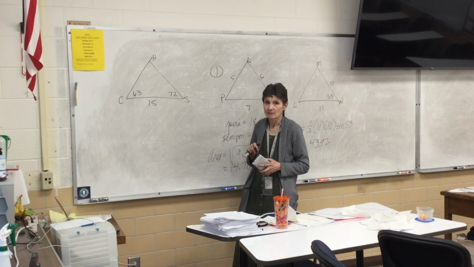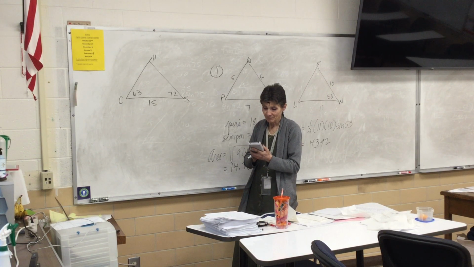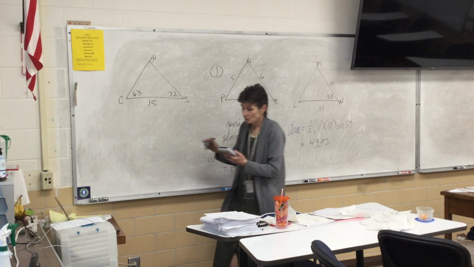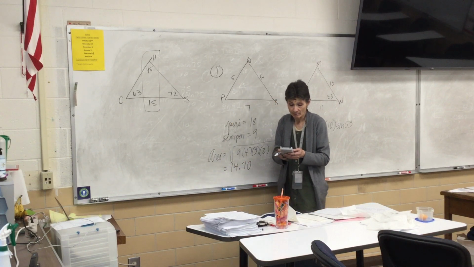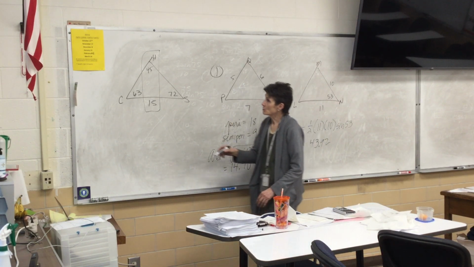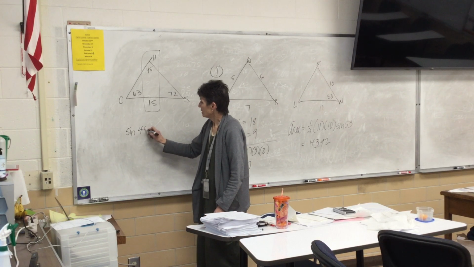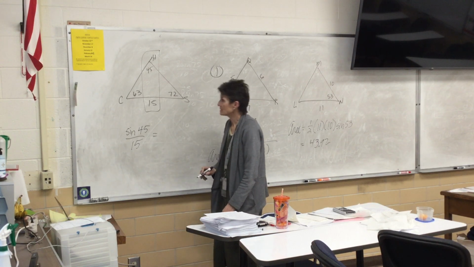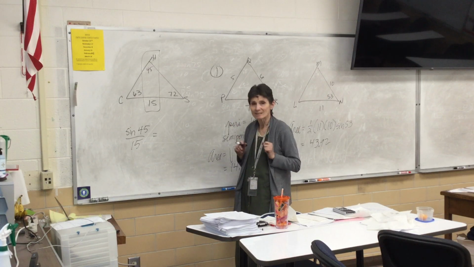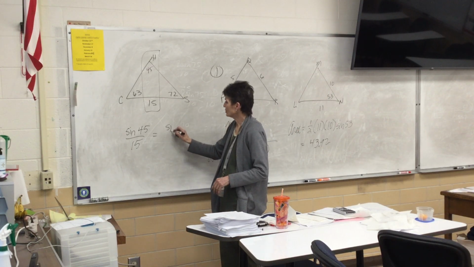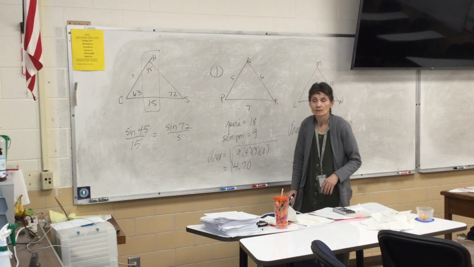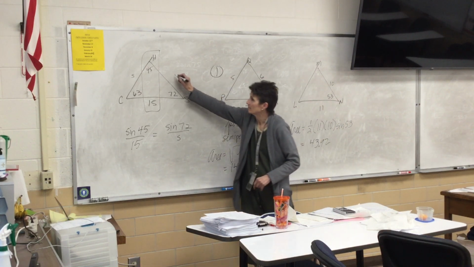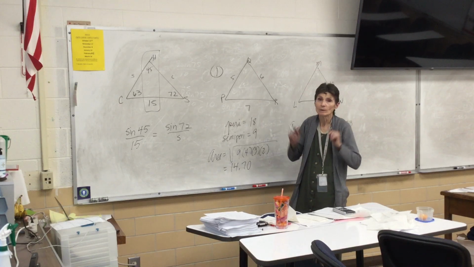Now this is a little deceptive. Remember, you actually have angle H. Angle H is 180 minus 63 and 72. So it's 45. So you actually do have a pair there. You have the H's. So sine 45 over 15 equals, pick it. It makes no difference. Pick it. Sine 72 over S. You could also do sine 63 over C. Doesn't make a difference. Just pick one and do it.